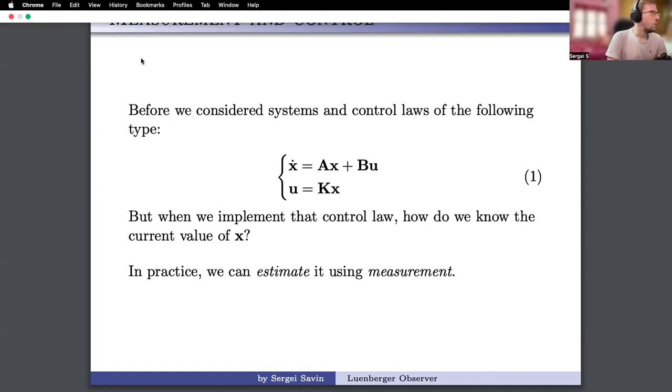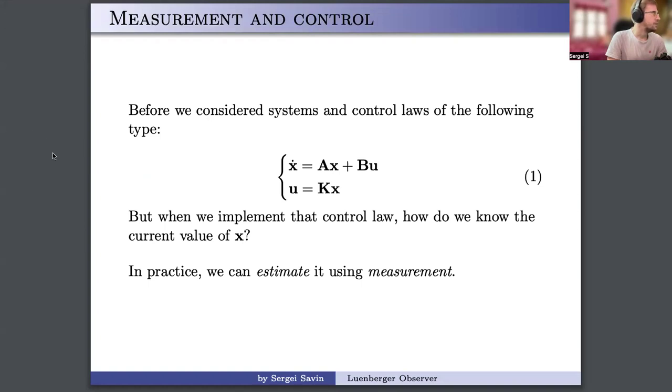So previously we looked at systems such as the one I present here. We have a state, and the derivative of the state is equal to a matrix times the state plus a matrix times the control input. X dot equals AX plus BU. And the controller that we considered would be a linear controller, U equals KX. You remember from the last lecture, we more or less proved that this is actually the optimal control form for this type of system.